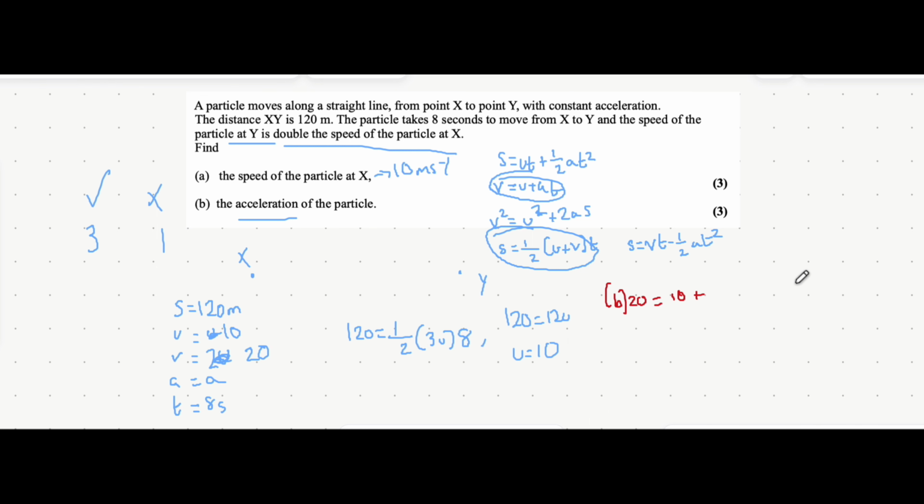find, multiplied by t. So 20 equals 10 plus 8a. Take away 10 from both sides, so 10 is 8a. Divide both sides by 8, so a is just equal to 1.25 meters per second squared.